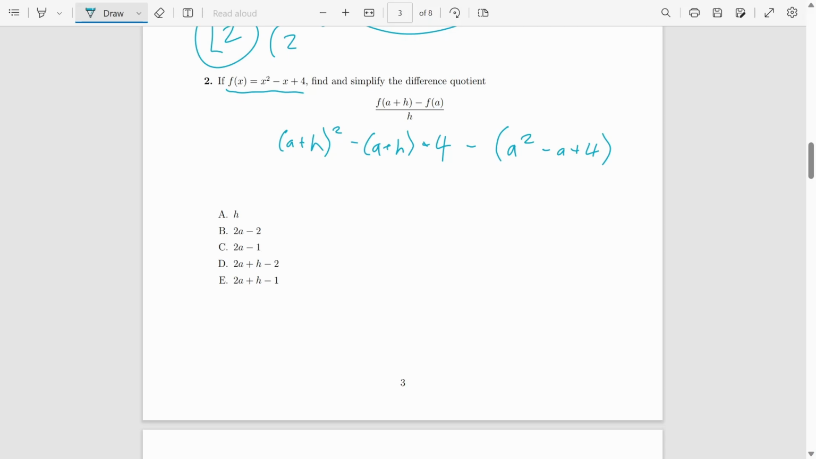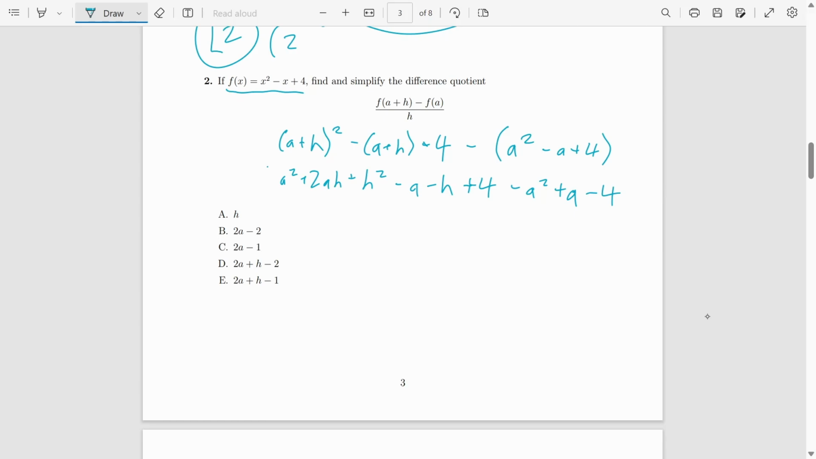I'm gonna leave that out for now. Putting a divide by h under all of these is gonna get a little annoying, so we'll just remember to divide by h at the very end. And then, okay, so now we simplify this. a plus h squared becomes a squared plus 2ah plus h squared, minus a minus h, that's the minus a plus h, plus 4, minus, and then so it's minus a squared, minus becomes a plus a, and then minus 4.